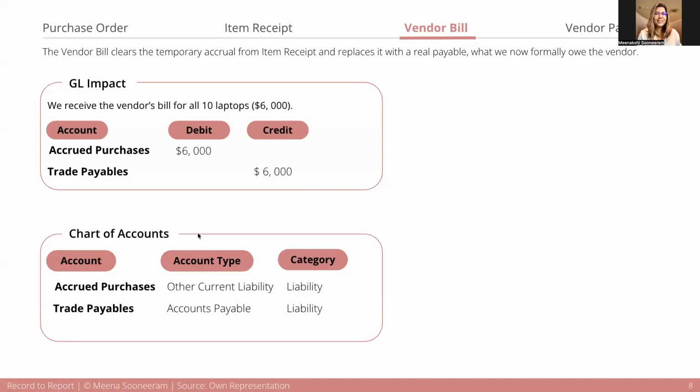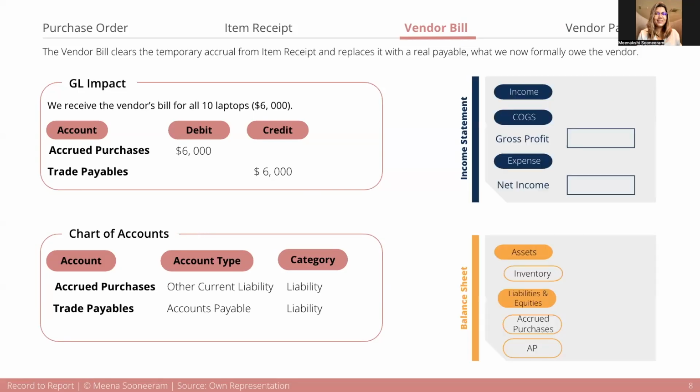Both of them, accrued purchases and trade payables, are liability accounts, and they are located on the balance sheet. There's nothing on our income statement so far. On our balance sheet, we have the inventory that we received earlier, and right now we are netting out our accrued purchases and transferring that liability to our AP. So basically at this point, the balance sheet is showing that we have 6,000 worth of inventory and we owe 6,000 to our vendor.